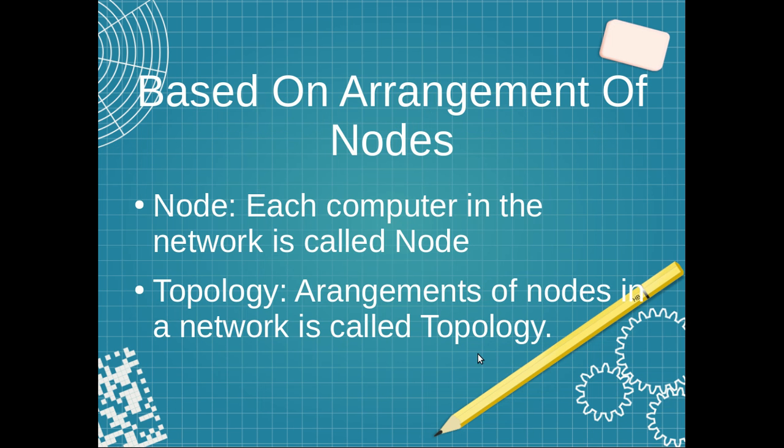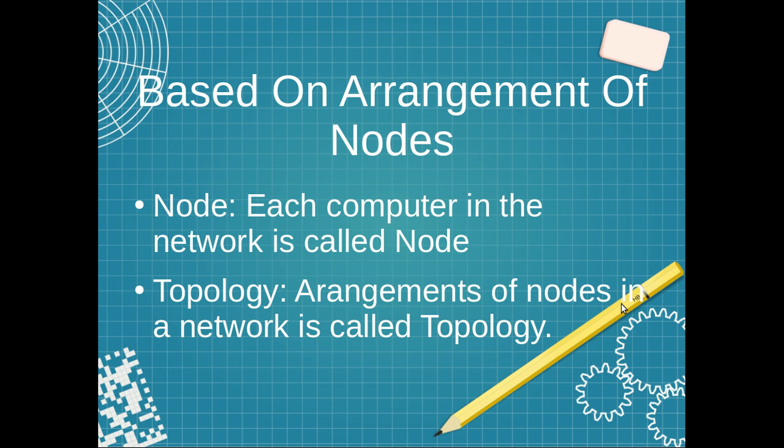The next one is based on arrangement of nodes. So now this word sounds quite new. So nodes are nothing but each computer in the network. So when let's say you are connecting 5 computers in a network, then each of the computer is called node. So we can say node 1, node 2, node 3, node 4, node 5. So nodes are nothing but the computers connected in the network. Then what is arrangement of these nodes called? So the arrangements of these nodes is called topology. So topology is the word which represents the arrangement of nodes.